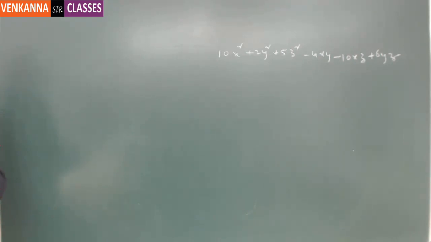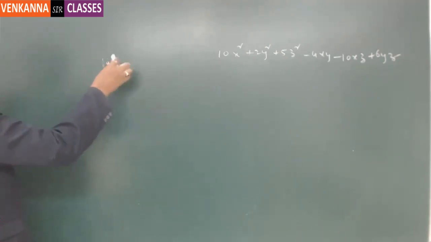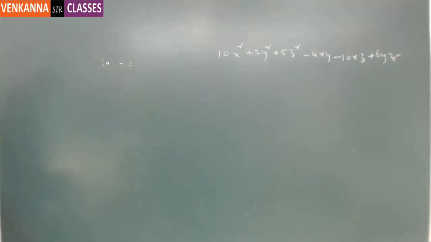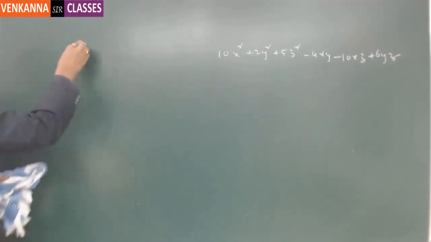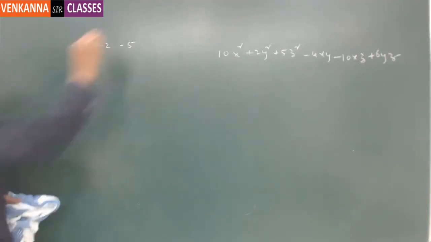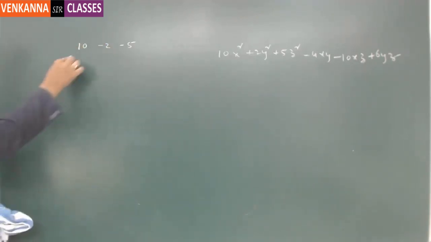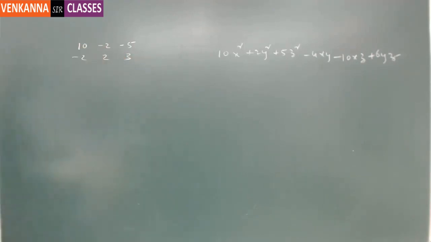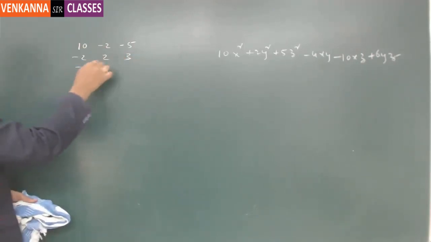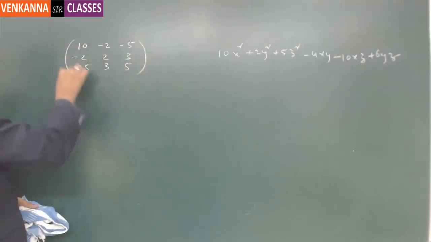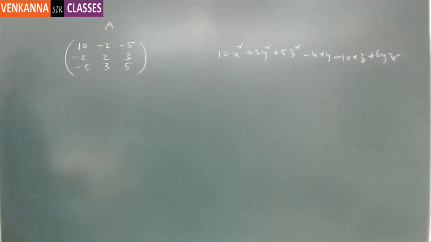So this is my quadratic form. If you write the associated matrix with it, the first row will be 10, minus 2, minus 5. Then the second row happens to be minus 2, 2, 3. And the third row happens to be minus 5, 3, 5. This is our matrix A, which is associated with the quadratic form. Is it okay?